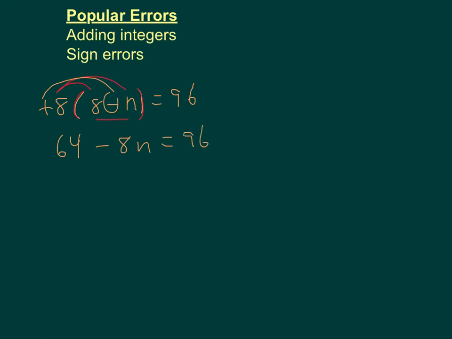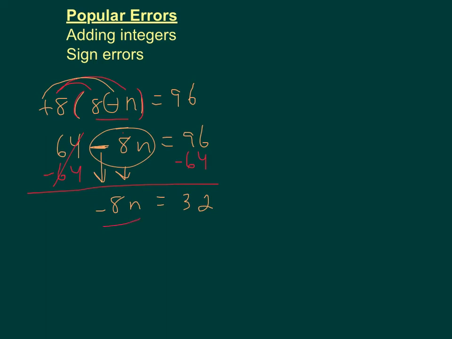Now again, the goal is to eventually get n by itself. So we're going to subtract the 64 first. Right, we're going to leave the coefficient here of negative 8 until last. 64 minus 64 is 0. The 8n comes down. Here's a sign error opportunity for us, right? Don't forget that negative. That comes down as well. And then 96 minus 64 is 32. Next, we are going to choose division, the inverse of multiplication.